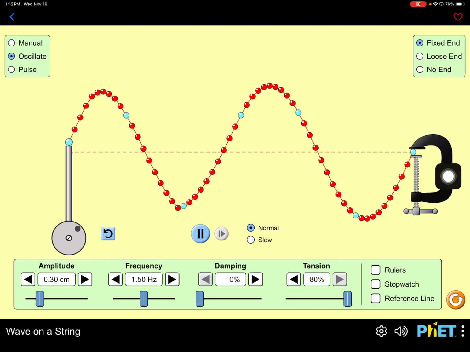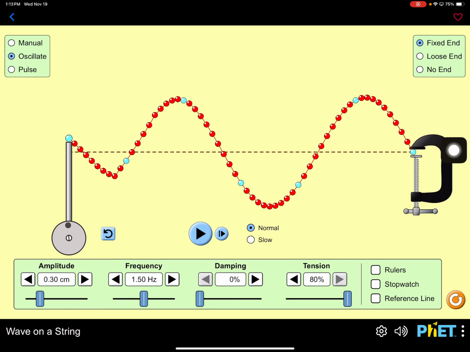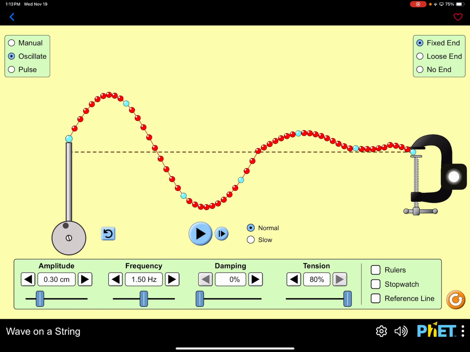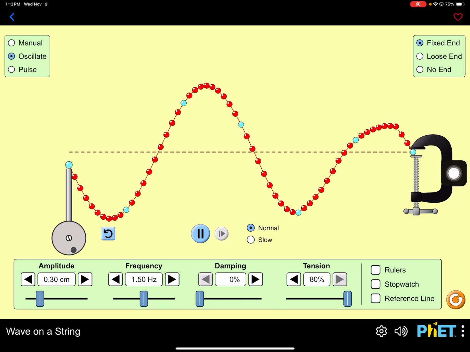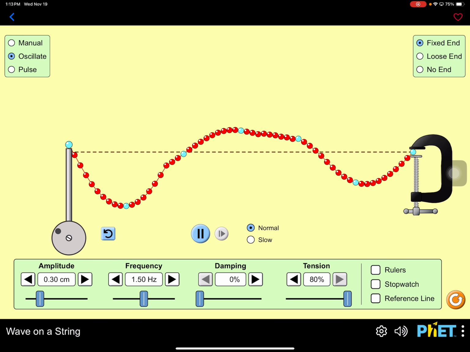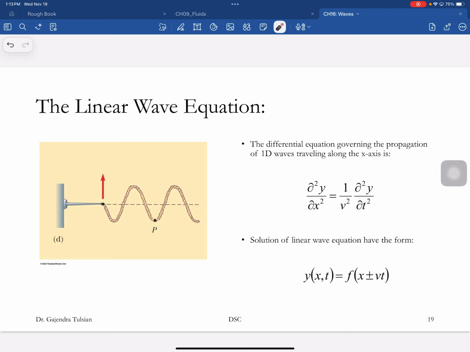So what is happening? If I freeze it, this function is changing with x, right? Y is changing with x, and it's also changing with time. If you're at a given location, that's changing with time. Looks pretty complicated. And it turns out that the two are related. So this is the wave equation.